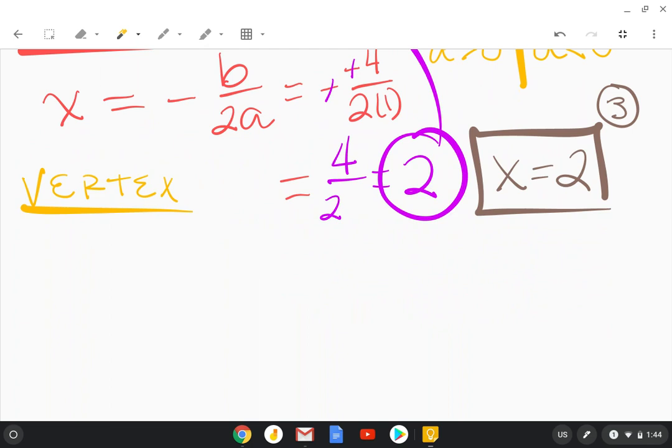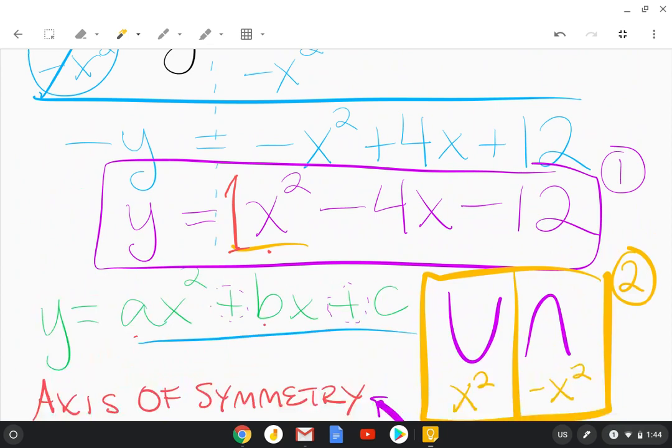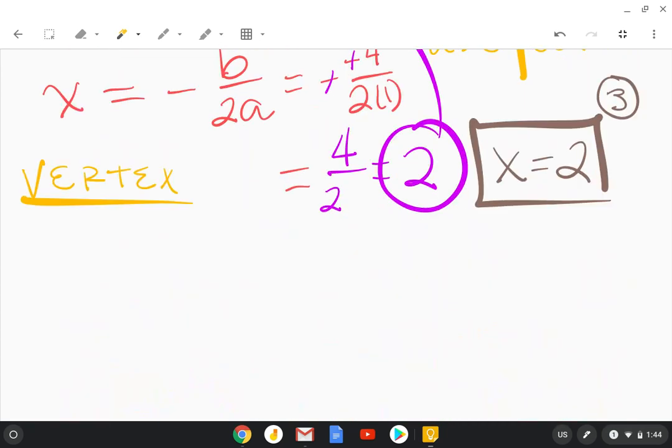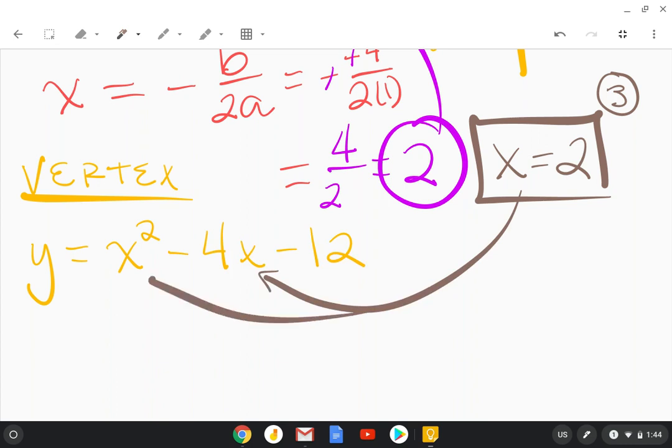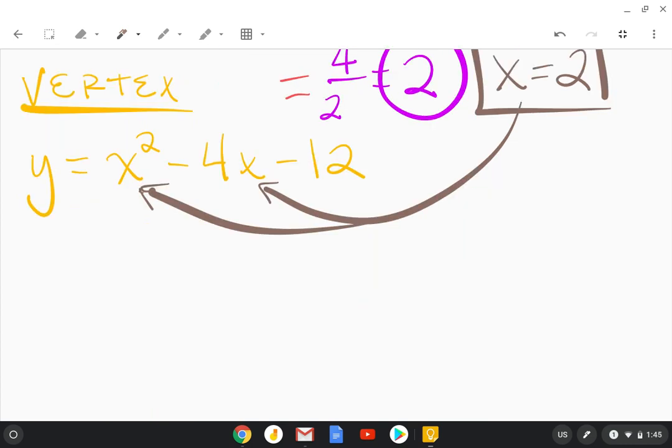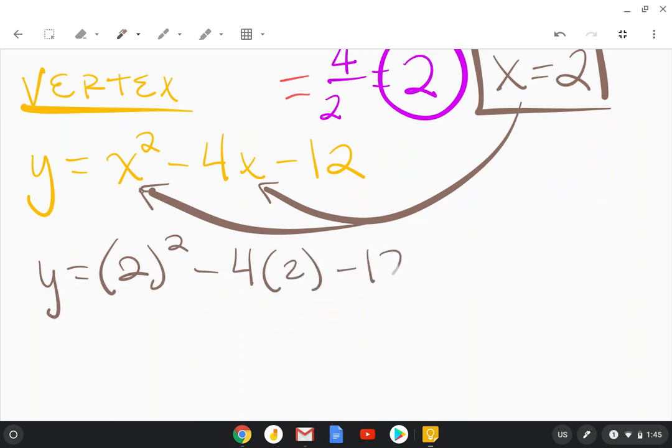So with the vertex, we take this x value right here, this x equals 2, and we go back to our original equation. I'm going to rewrite it. We have y equals x squared minus 4x minus 12. And we're going to take this 2 and put it here and here. So let's do that. Y equals 2 squared minus 4 times 2 minus 12. Plug that in. We work it out.